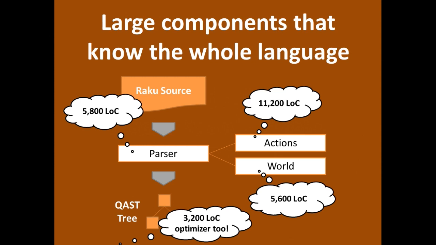So generally, you could say that the architecture is one of large components that each know some aspect of compiling the language as a whole. The parser knows the whole language syntax. The actions know the whole language semantics. You can see we have quite a lot of those. The world knows about all of the various declaratory aspects of the language, and the optimizer about optimizing all the language.